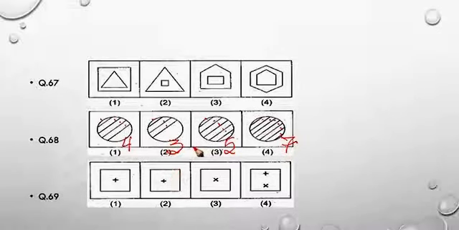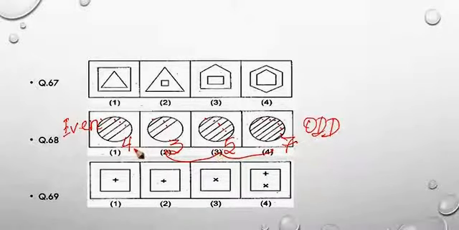So now what is the meaning of these numbers that we have got? The number of lines in option 1 is 4, which is an even number, and the numbers that we got in case of option 2, option 3 and option 4, 3, 5 and 7, these are odd numbers. So options 2, 3 and 4 are similar, whereas option 1 is different. So the answer to question number 68 is 1.